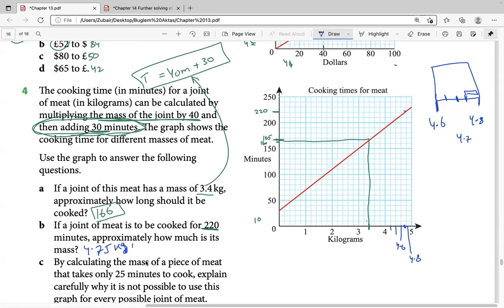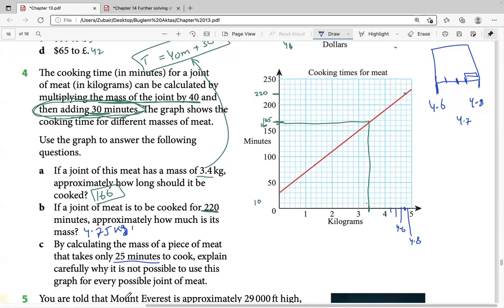C part. By calculating, the mass of a piece of meat that only takes 25 minutes to cook. Explain carefully why it is not possible to use this graph. Okay, try that.